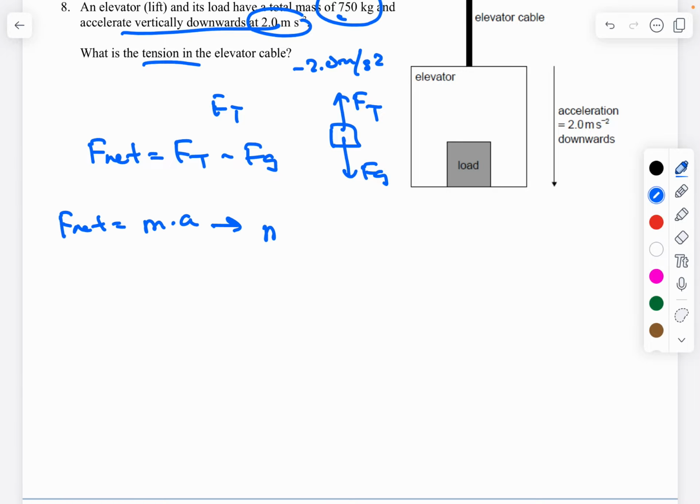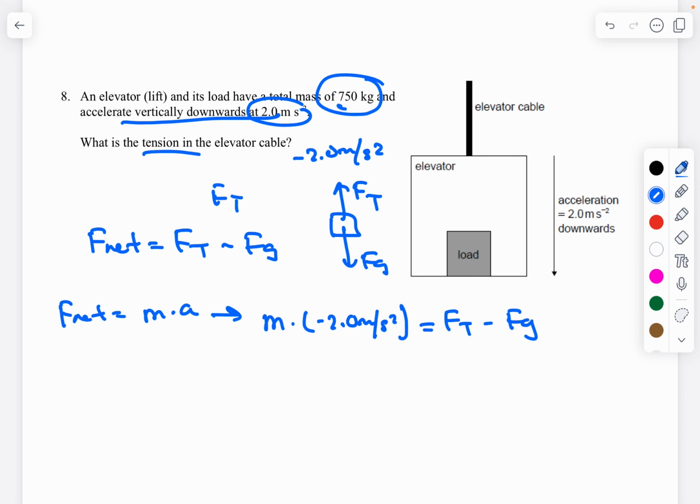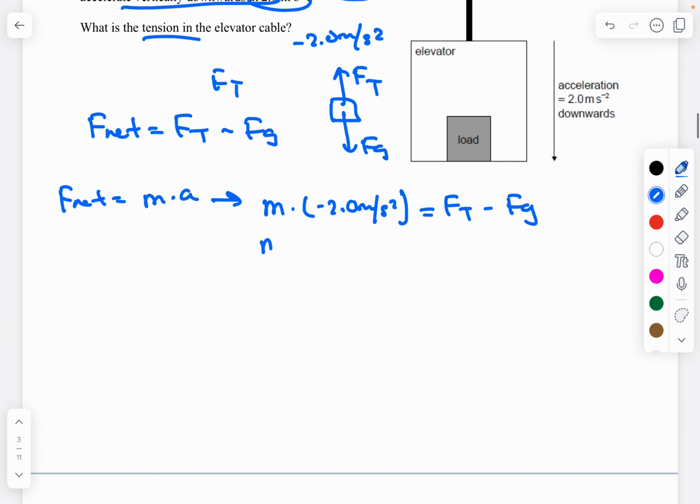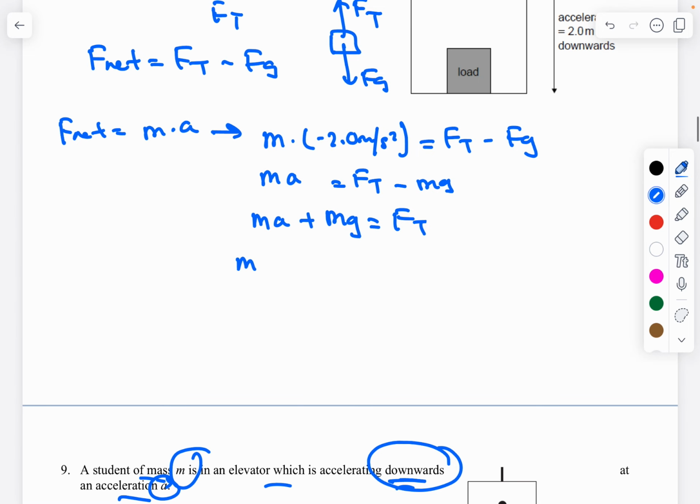So you do M times negative 2.0 meters per second square, okay, equals Ft minus Fg. So in this case, wait, is this really it? Is this problem not that bad? I think so, yeah. So what I like to do is I actually like to write M, right, A like this, equals Ft minus Mg, right? So in this case, you have M A plus Mg equals Ft. Take out M, you have M times A plus G equals Ft.